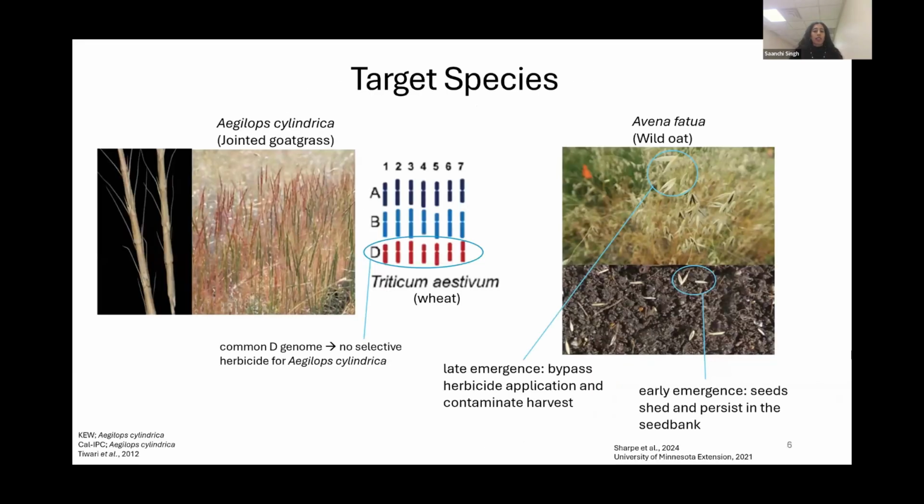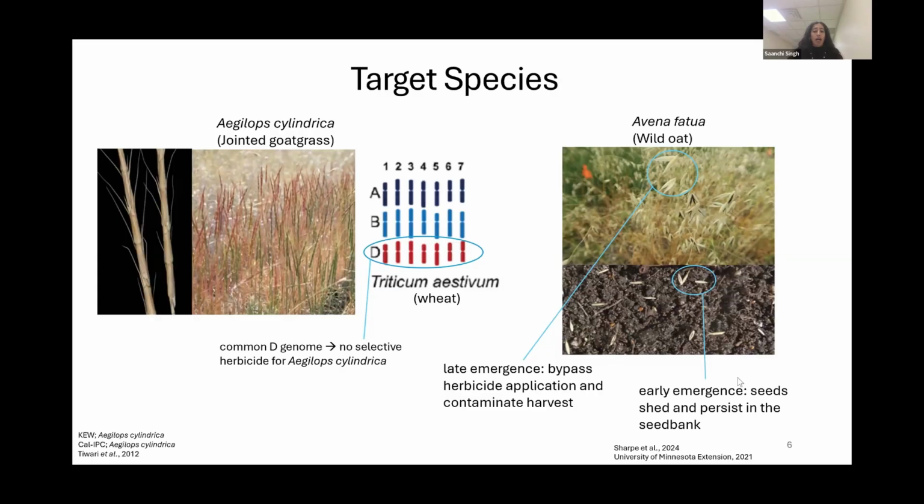So there are many noxious species that impact the quality of Canadian canola. I'll be talking about a few of these noxious species, specifically the ones our lab is working on, and what characteristics make them problematic weeds. So up first, we have Aegilops cylindrica, commonly known as jointed goatgrass. It is a class 1 noxious weed that grows with wheat, and it shares one of its genomes with wheat. And genes for herbicide resistance are found on that shared genome, which means that there's no selective herbicide for jointed goatgrass. And so if you're spraying herbicides to control jointed goatgrass, you're effectively killing the wheat along with it.